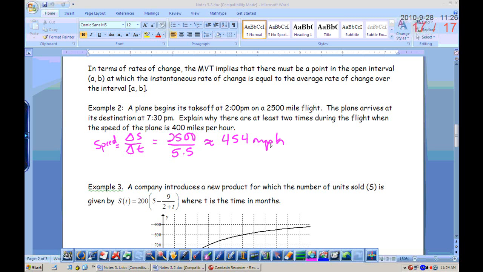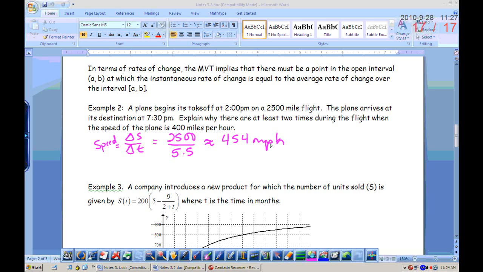So if your average speed is 454 miles per hour, when you're taking off, do you hit 454 right when you take off? No, you've got to gain speed, and then you get to your cruising speed, and then you decrease. So if your average speed is 454 miles per hour, at some point you're probably going to be going faster than that. So why are we guaranteed of going 400 miles per hour? As you speed up, you're going to hit 400 and go past it, and then as you slow down, you're going to hit it again.